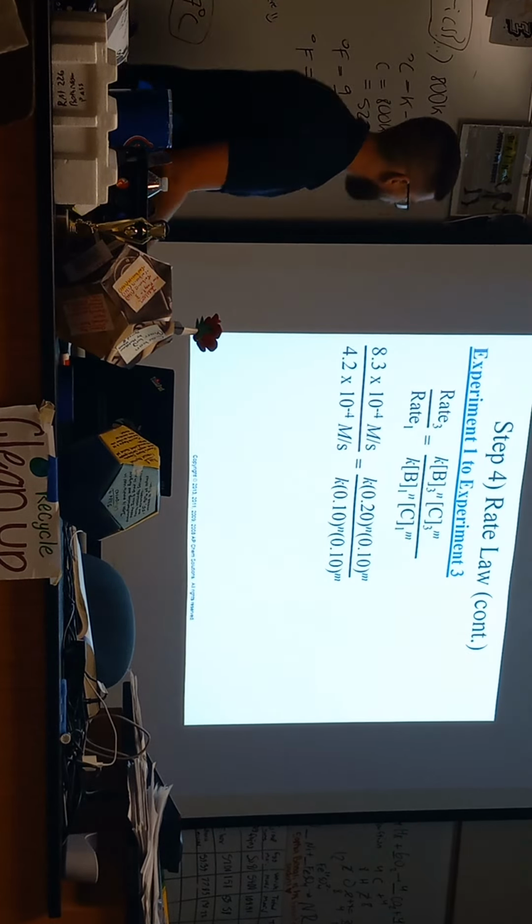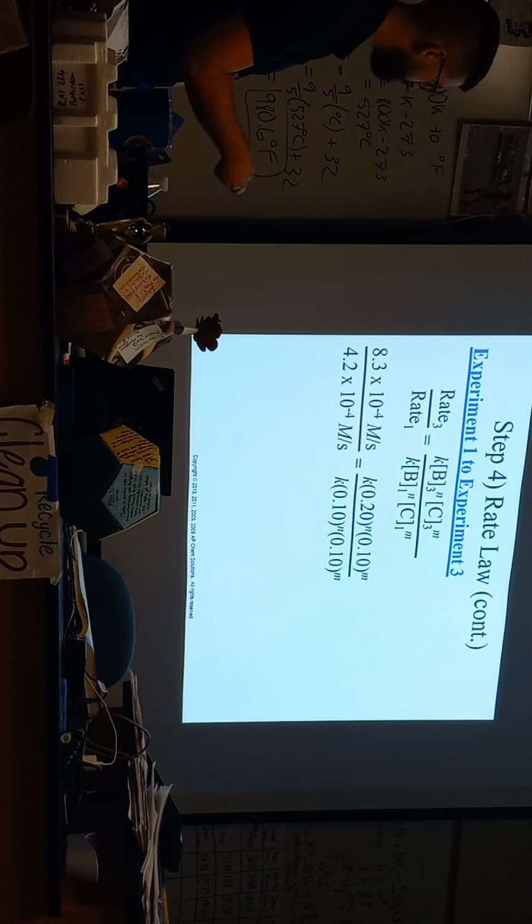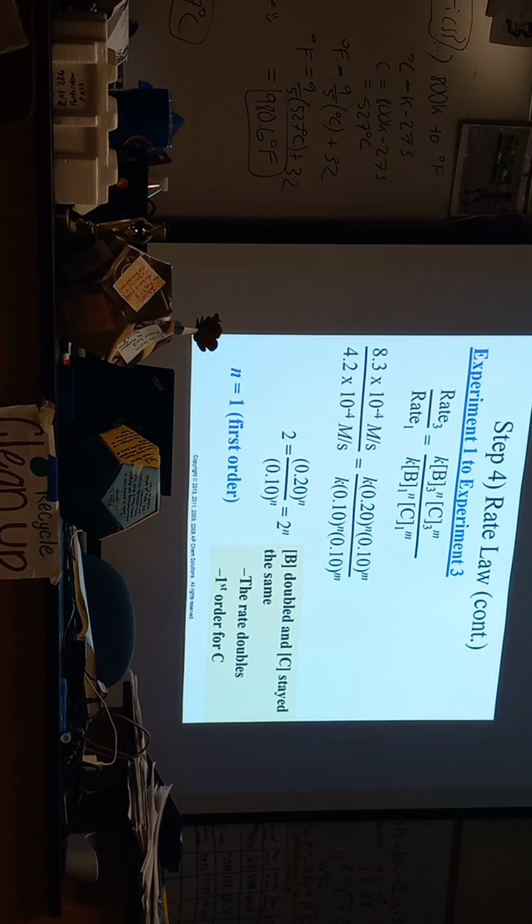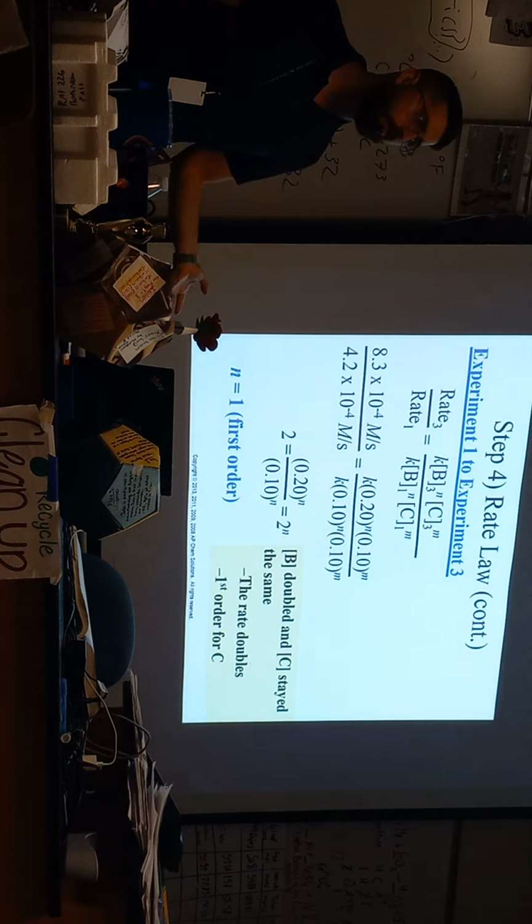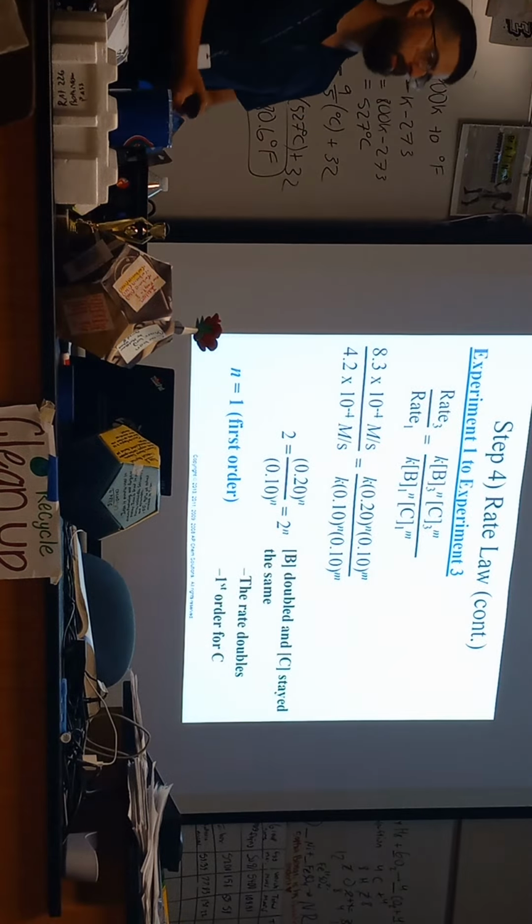So guys, what are we crossing out now? The 0.1 and the 0.1, right? And the k's. Can I cross out the k's as well? Yeah, I can. Okay, and then it's just 2 equals 0.2 over 0.1, which is 2. So guys, 2 equals 2 to the n. What must n be? 1, which is what order?